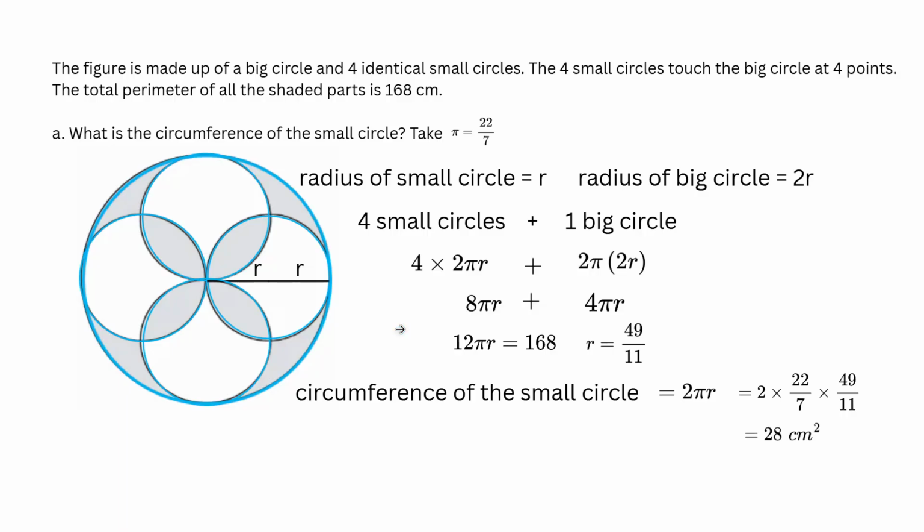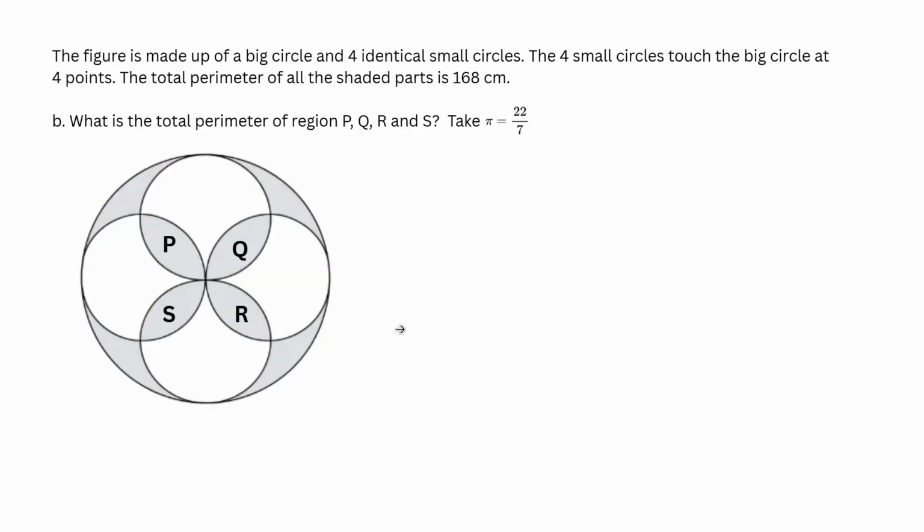Now there is a part B for this question as well. We'll see what that is. The main question is still the same. Part B of the question is, what is the total perimeter of region P, Q, R, and S? So we just need to figure out what is the perimeter of this region.